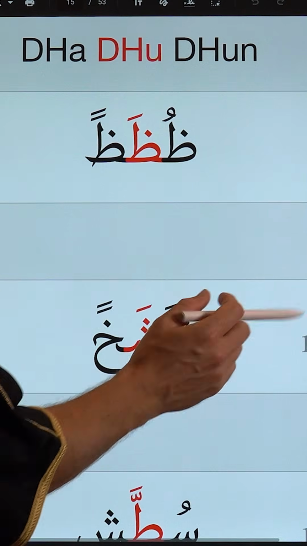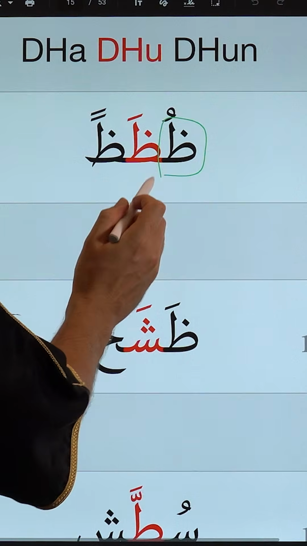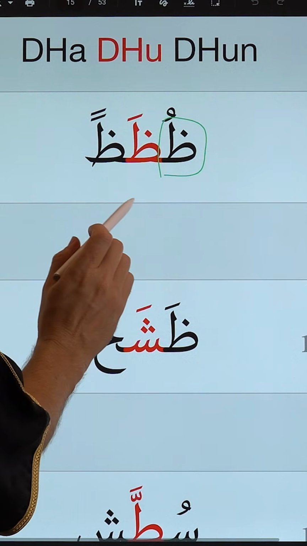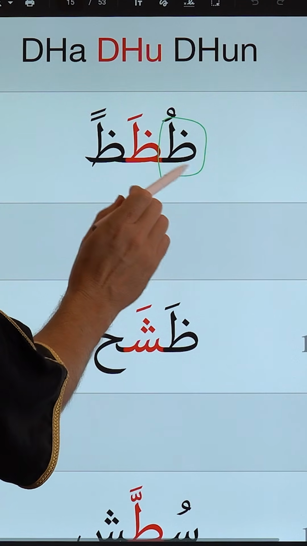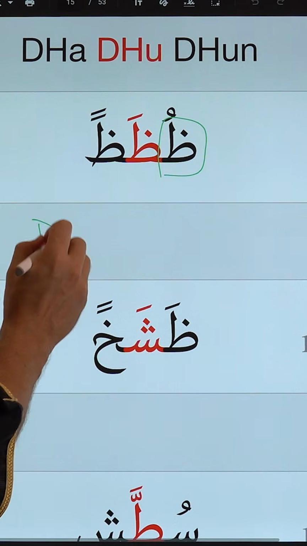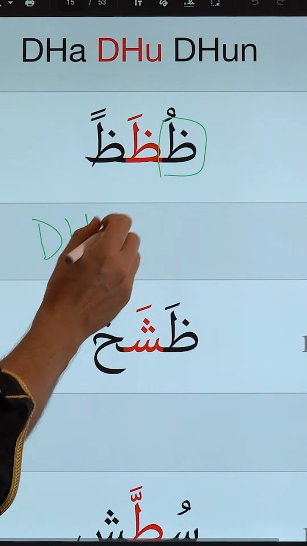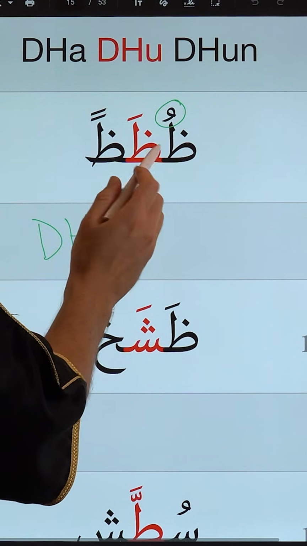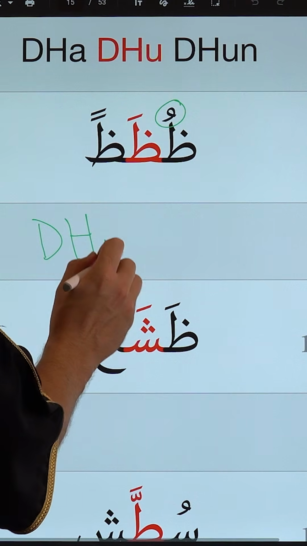Let's try number 7. First, we identify the letter. This is a sword-like shape with a dot above. So this is the letter Dha. So we write a capital D and a capital H for the letter Dha. This loop shape above is the dhamma, so we write a U for the dhamma.